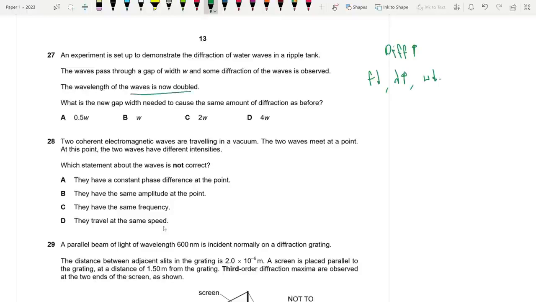Now if you double the wavelength, that means what will happen? The diffraction will increase, but we want the same diffraction.